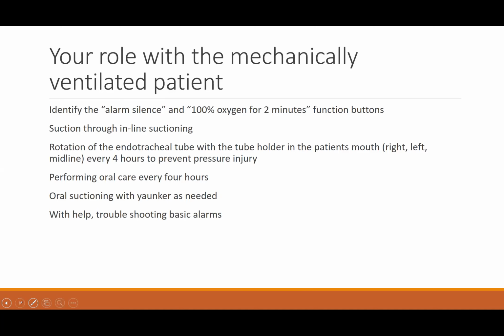Your role with the mechanically ventilated patient, most likely it will be to find the alarm silence button and the oxygenation for 2 minutes button. So we pointed those out a little bit earlier. And these are things that you're going to need some hands-on experience in order to feel comfortable with. So if you have the opportunity to shadow, or have somebody help you the first couple times you do this, it's suctioning a patient on the ventilator.